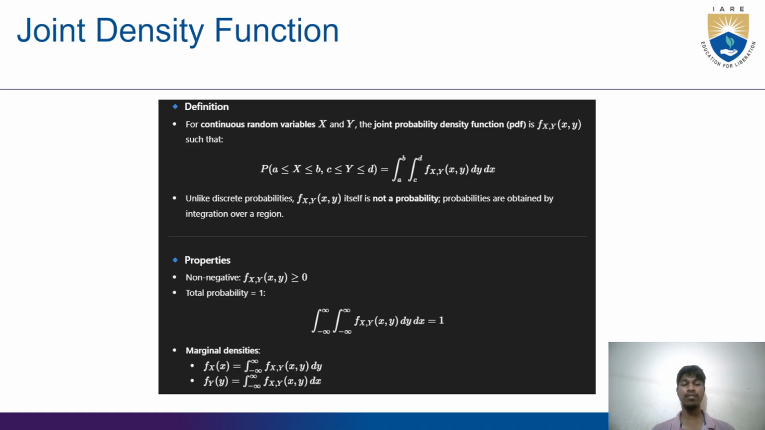Unlike discrete probabilities, the function f(x, y) itself is not a probability. Probabilities are obtained by integration over a region. The properties of the joint density function are: it is non-negative, meaning f(x, y) is always greater than or equal to 0, and the total probability is equal to 1. The formula is the double integral from minus infinity to infinity, and minus infinity to infinity, of f(x, y) dy dx equal to 1.